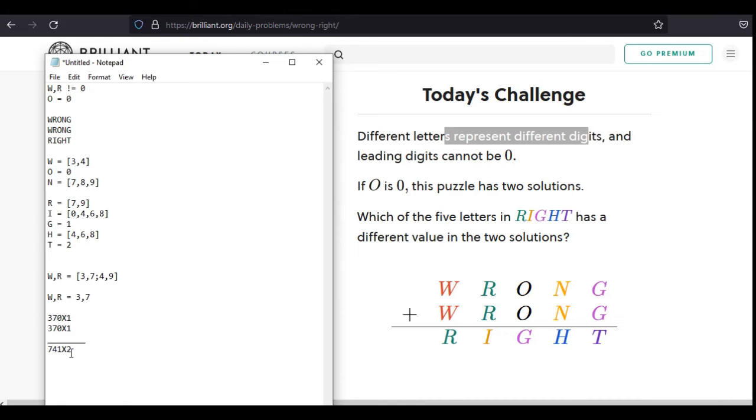7, 4, 1, x2. So what is x, which is n? N would be 7, 8 or 9. So it cannot be 7 because 7 is already taken. So it has to be 8 or 9. If it is 8, 8 plus 8, 16. 6 is okay. 9, 9 plus 9, 18. This is okay too. So there are two possibilities, right? 37081 and 37091.